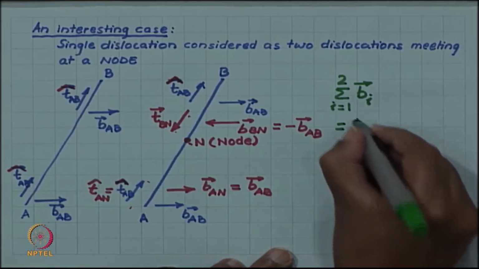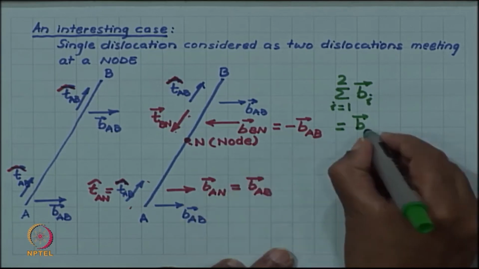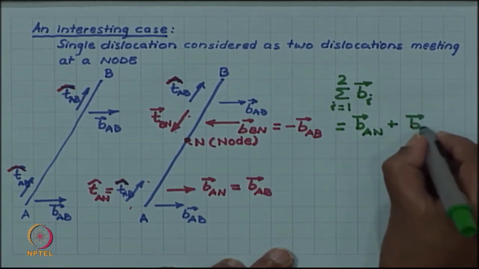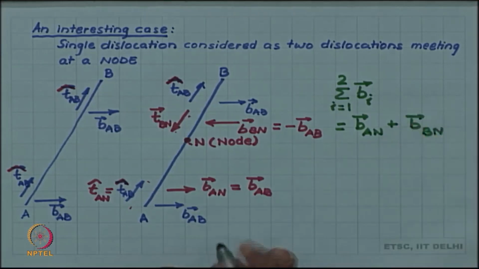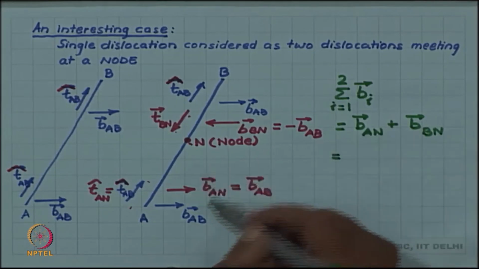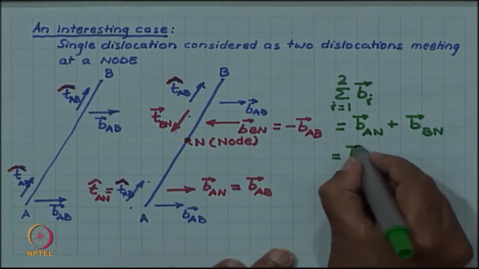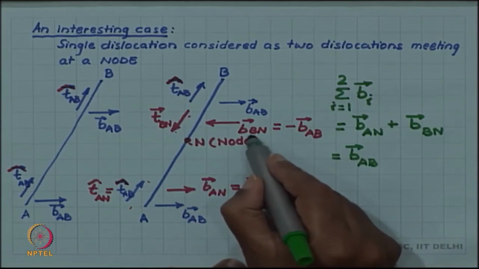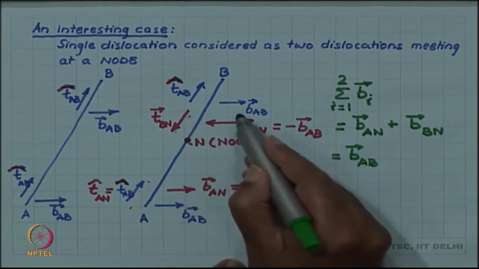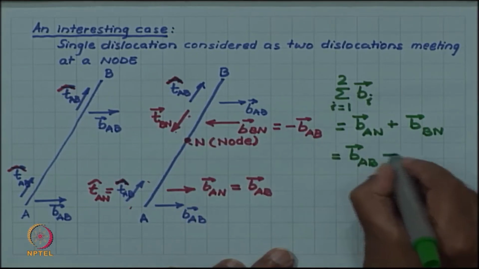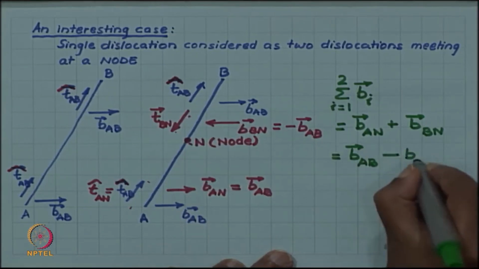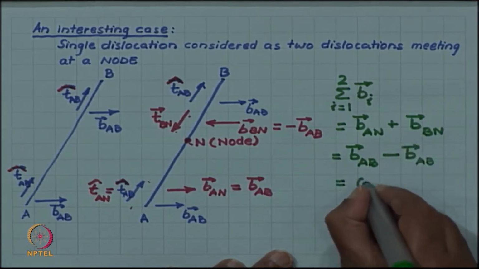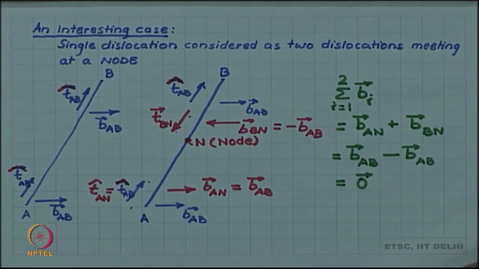So, one dislocation is AN, so I have the sum of these two dislocations, b_AN and b_BN. You have seen that b_AN is same as the original b_AB, but b_BN became negative of b_AB because we flipped the corresponding t vector. So, the b vector also got flipped. It became minus b_AB, which then obviously gives you a zero vector, satisfying Frank's rule.